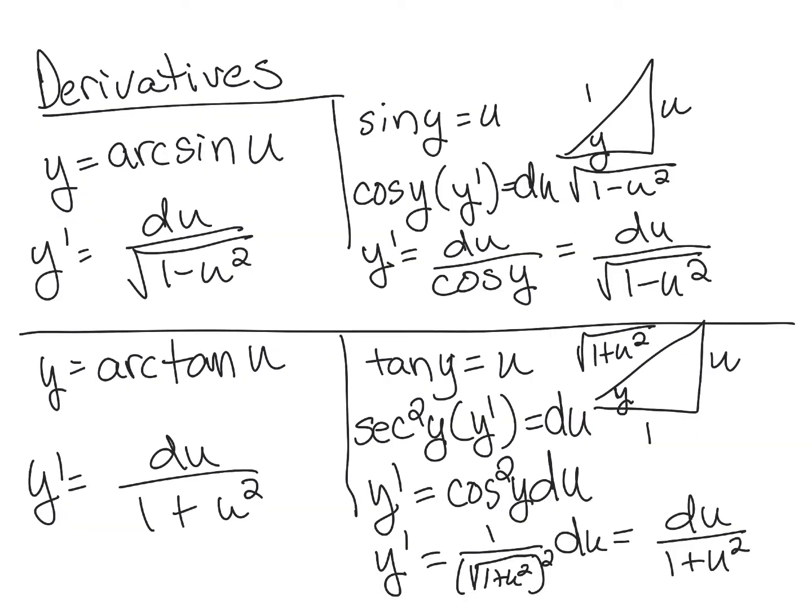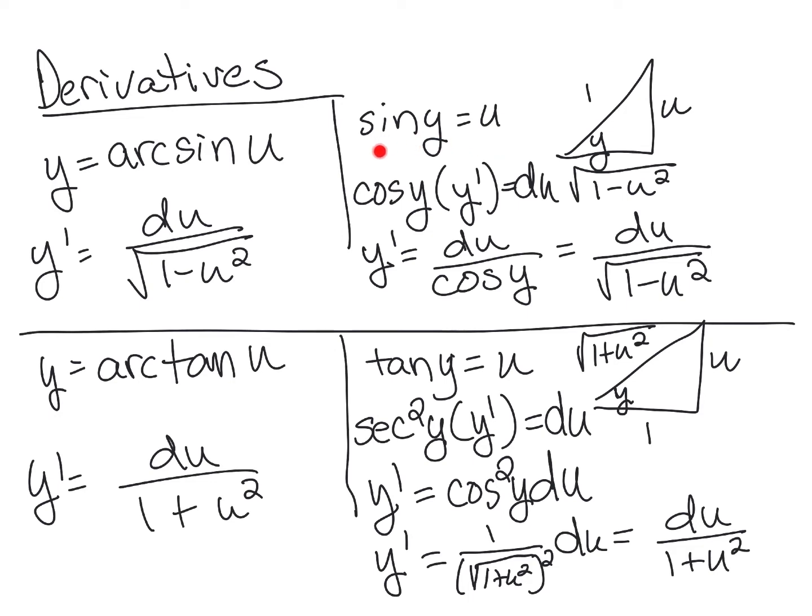Now for the fun part, the derivatives. So let's develop these formulas real quick. If I want to find the derivative of the arcsine of some function u, I can rewrite this way, right? The arc is saying what's the angle where the sine equals u. So sine of y equals u. Set up my triangle. y is the angle, u is u over 1, opposite over hypotenuse.